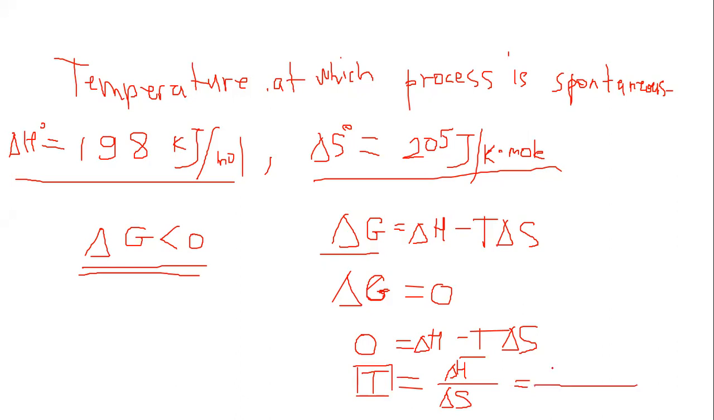Equal 0.965. Okay, wait a second. First of all, let's put something for delta H. 198, yes, it's kilojoule per mole. Okay, then what is here? Joule, 205 joule per kilomole.